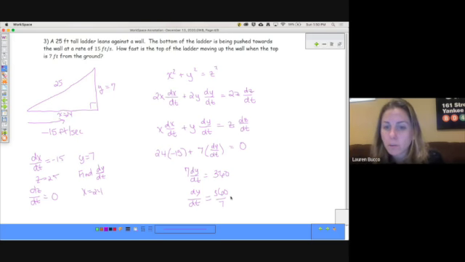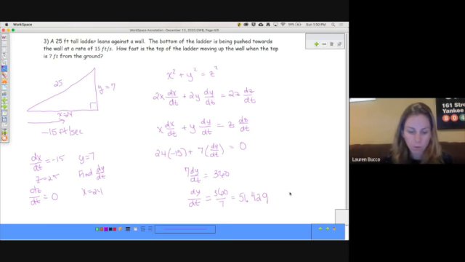So that would be 51.429. What are our units here? Feet per second? Yes, feet per second. And that's the rate at which this segment is changing at that exact moment in time. If we were talking about a different moment in time, the rate would be different.